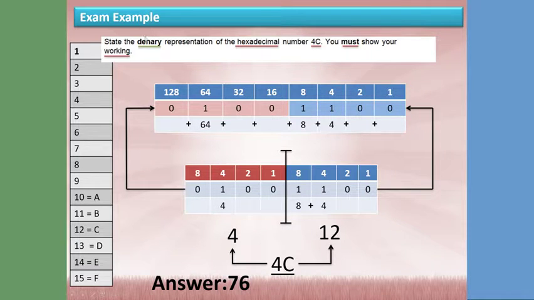So the answer in denary, because this is the last part of the question, this is what it's actually asking for, is the denary representation. We take our 8-bit binary number, we work out our column headings, we add them together, which equals our 76. That's our denary number converted from our hexadecimal number.